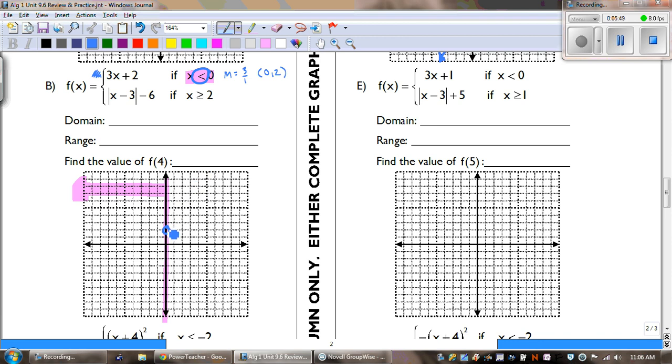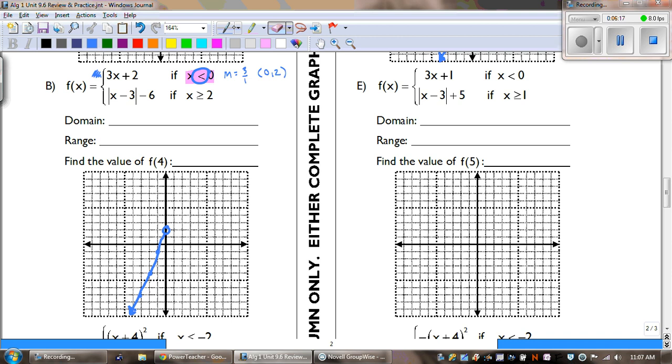If I'm following my slope, I go up 3 and to the right 1. I don't want that point. I want everything to the left. Remember, left means less. So I have to do the opposite of what my slope says. Negative 3, left 1. Negative 3, left 1. Negative 3, left 1. And then draw your line.